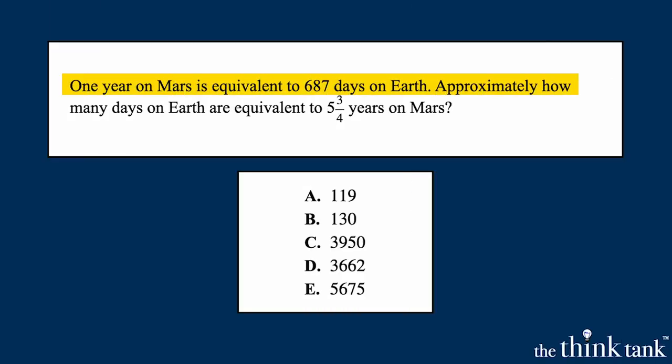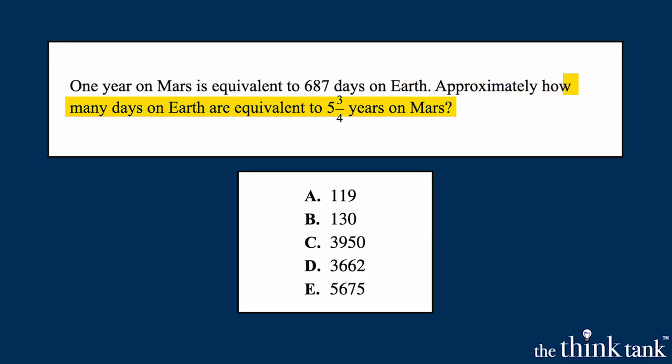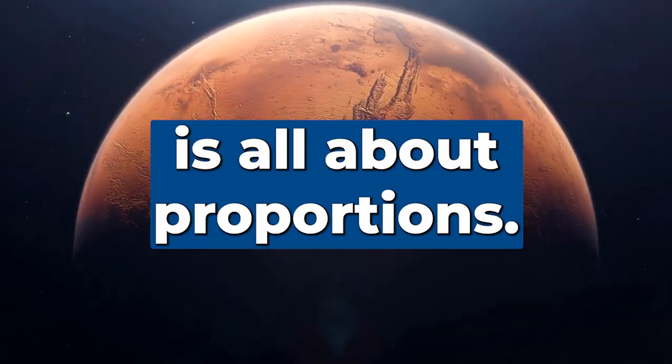1 year on Mars is equivalent to 687 days on Earth. Approximately how many days on Earth are equivalent to 5 3/4 years on Mars? Let's go. Now, this problem is all about proportions.